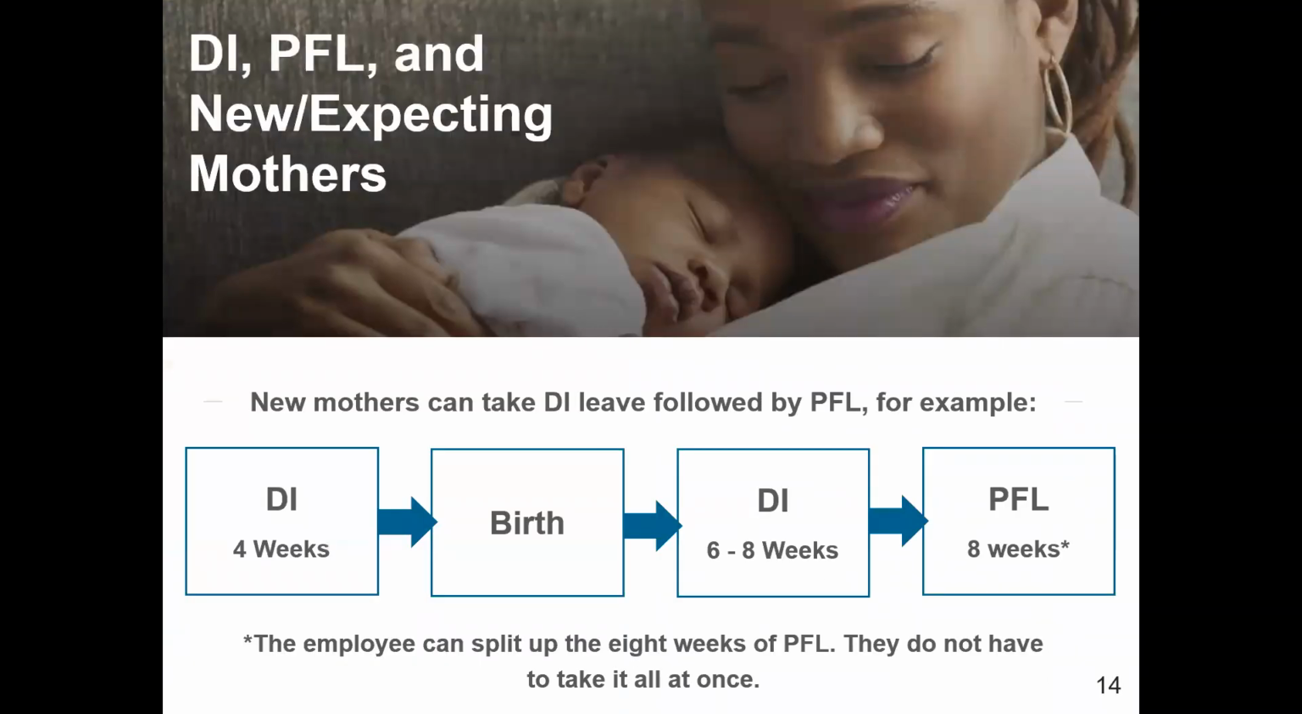So how do the two components of SDI work for newer expecting mothers? An expecting mom may be eligible for DI up to 4 weeks prior to their due date for a normal pregnancy. After delivery, new moms are then eligible for up to 6 weeks of benefits to recover from a normal birth and up to 8 weeks to recover from a C-section, a cesarean section.